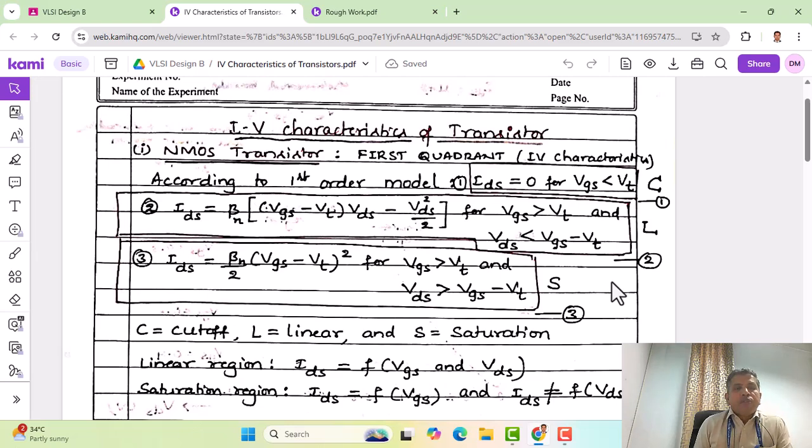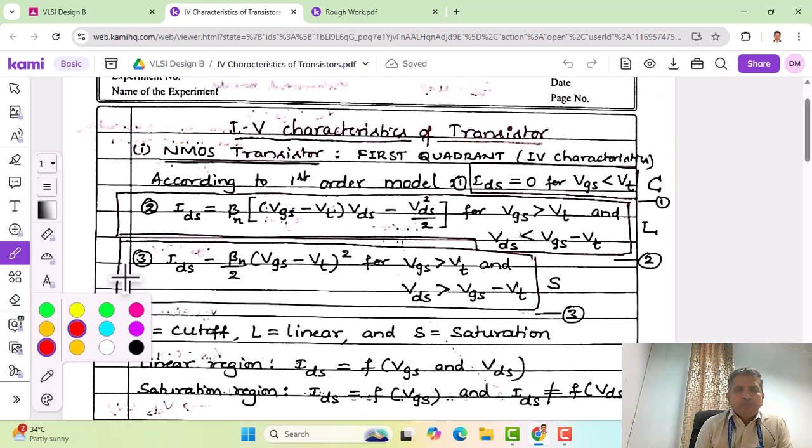In this video, we are going to discuss current voltage characteristics of transistor. Specifically, we are going to focus on the IV characteristics of MOSFET device. Firstly, let us consider NMOS transistor. NMOS stands for N-channel metal oxide semiconductor field effect transistor. So let us consider NMOS transistor.